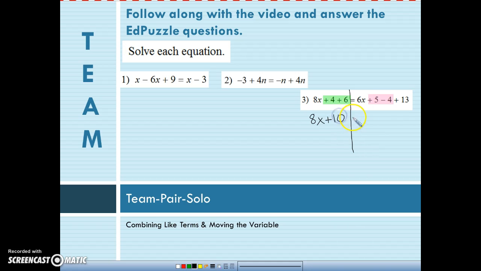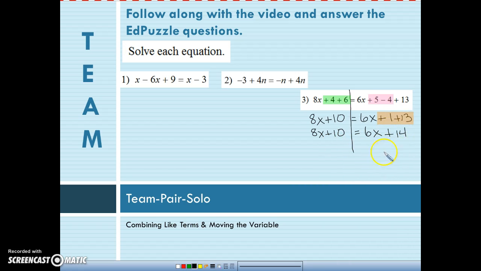same signs, add and keep, I get a plus 10. Bring down my equal sign and my 6x, different signs subtract, give it the sign of the higher number, I get plus 1, and bring down my plus 13. And I notice that I have another set of like terms here, plus 1 plus 13. And so I will bring down 8x plus 10. Notice in every step, I bring down everything that I haven't dealt with yet. 1 plus 13 is positive 14.